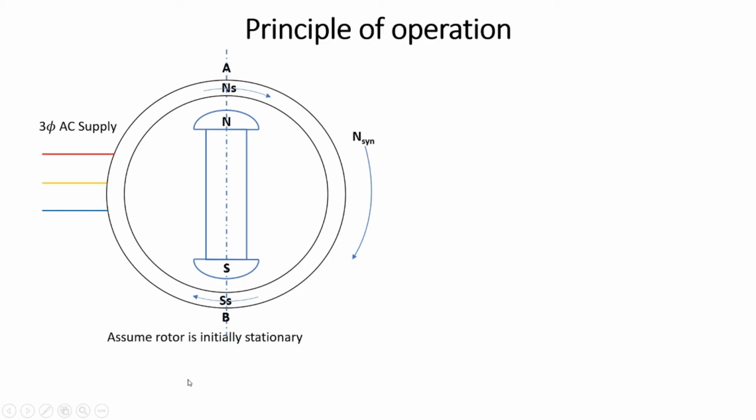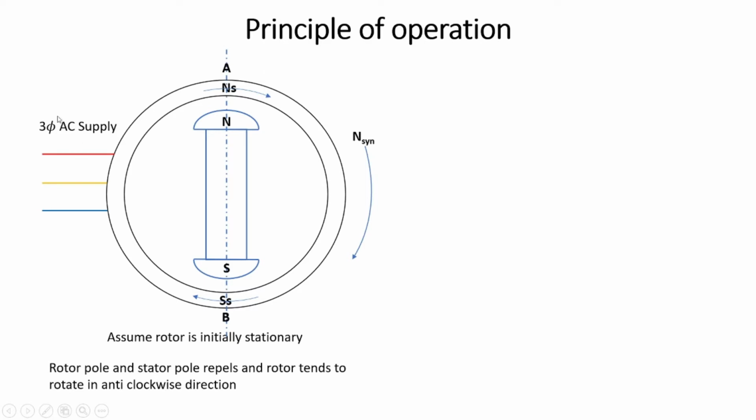Due to these two similar poles, a repulsive force is coming into picture. So due to this repulsive force on both point A and point B, rotor tries to rotate in opposite direction as that of the synchronously rotating magnetic field. So the result is the rotor tends to rotate in anti-clockwise direction. Rotor poles and stator poles repel and rotor tends to rotate in anti-clockwise direction.